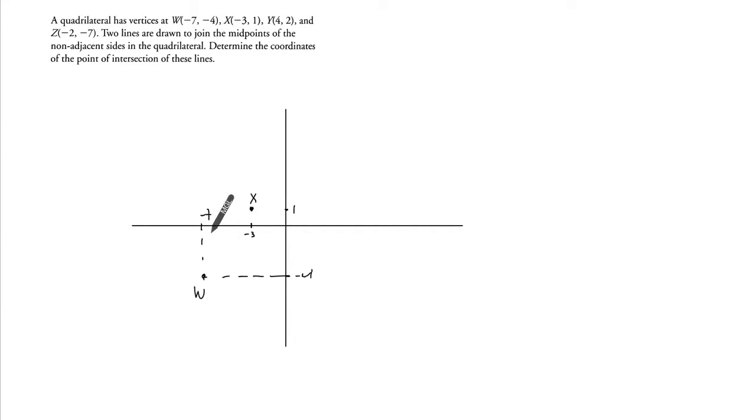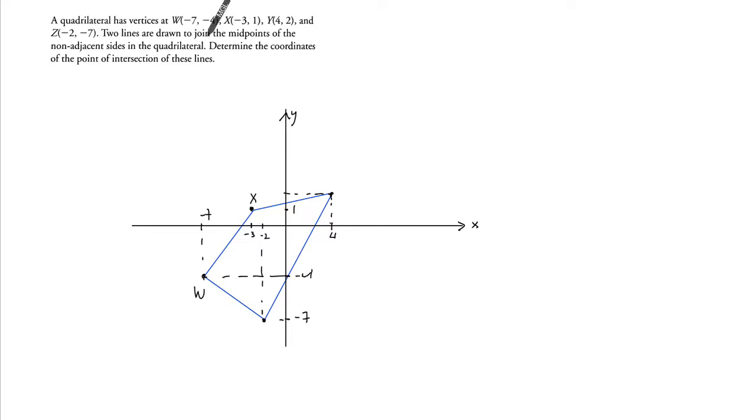Okay, let's plot these points out first. I plotted the W here. Z will be, X will be minus 3, 1 right here. Z is negative 2 and negative 7. Negative 2 and negative 7, about there. 4 and 2. So let's say 4 is about there and 2. Okay. I mean, this is obviously not an accurate picture of the quadrilateral, but just a rough one.